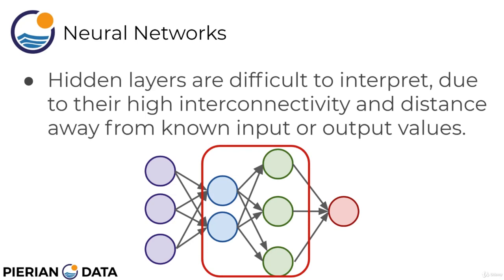Hidden layers are difficult to interpret due to their high interconnectivity and distance away from known input and output values. So the input layer, that's really easy to interpret because that's directly accepting the inputs of the raw data that you already know and understand. The output layer is also a little easier to interpret since it's closely associated with the label that you're actually trying to predict. The hidden layers, especially as you have a deeper and deeper network with more and more hidden layers, those become more and more like a black box, since for really large networks, it's difficult to understand what a single neuron is picking up as far as the interconnectivity of the last layer and the next layer.